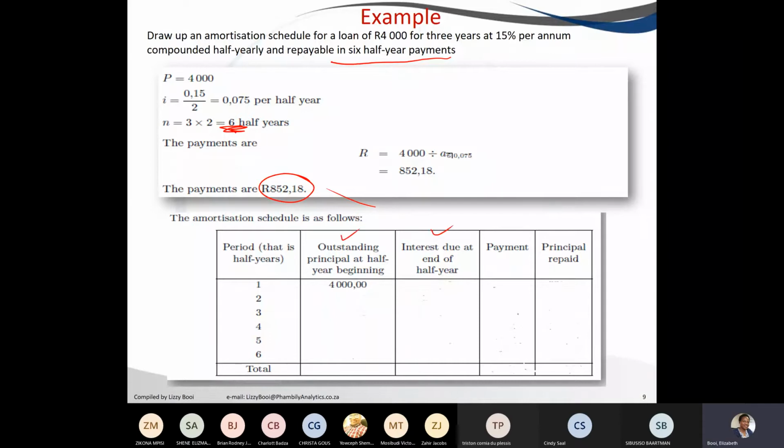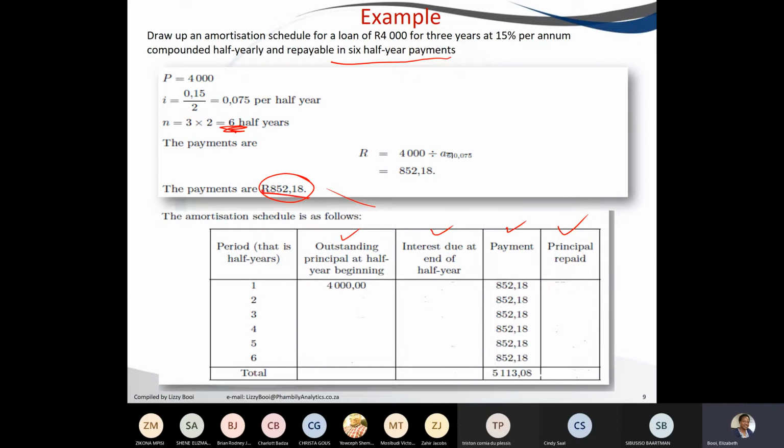Outstanding amount, interest, payment, and principal repaid. That's how we draw the amortization schedule. We've calculated the payment. We just substitute it and it stays the same. It does not change over the period. And you can also calculate the total amount of payments.